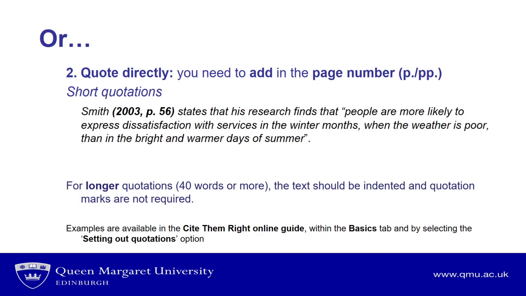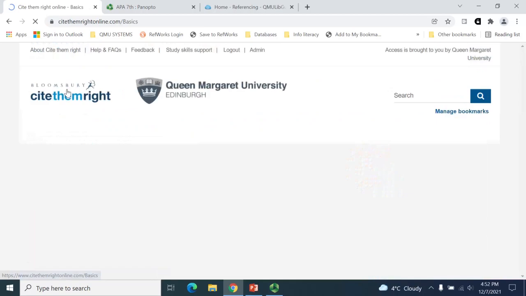In the example, you can also see that you're expected to use abbreviations, p, if the quotation happens to fall in just one page. For quotations that are slightly longer, more than 40 words for example, the text should be indented as you would with a paragraph, and quotation marks aren't required. Information and more examples on how to lay out quotations can be found within the Cite Them Right online guide within the Basics tab.